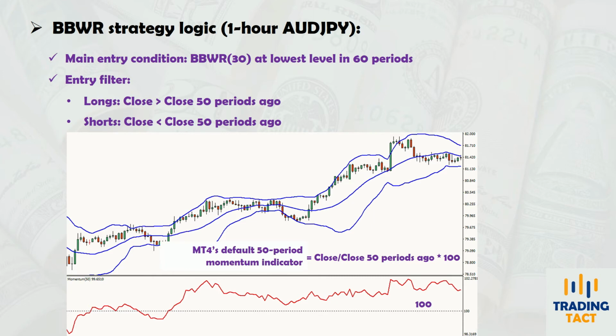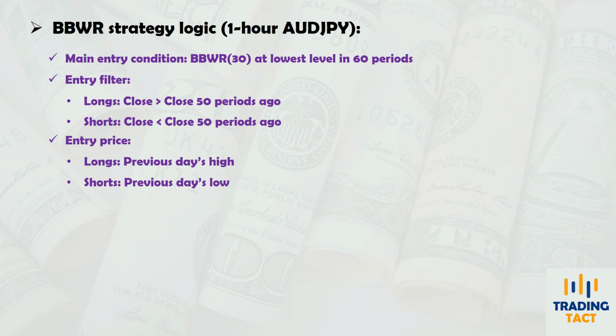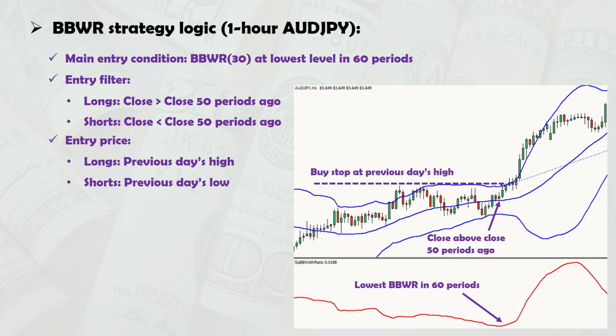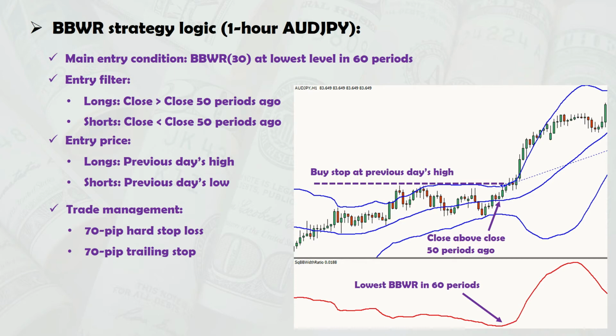If this squeeze occurs during an uptrend, I'll place a buy stop at the prior day's high. Here's how a long entry looks. I'll use a 70 pip initial stop loss and trailing stop. This simple combination usually works well for trend-following strategies.